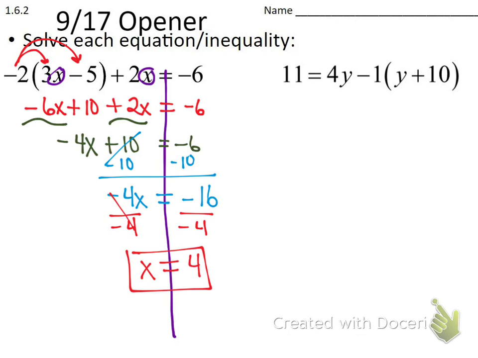Hey, you know what I like about that? You fixed it though, right? And that's the whole point. So if you see that you made a mistake on your opener, fix it so you get full credit. Or if you feel like I made a mistake, say, Miss Lidekin, are you sure that's right? It's okay to question me. I make mistakes too.